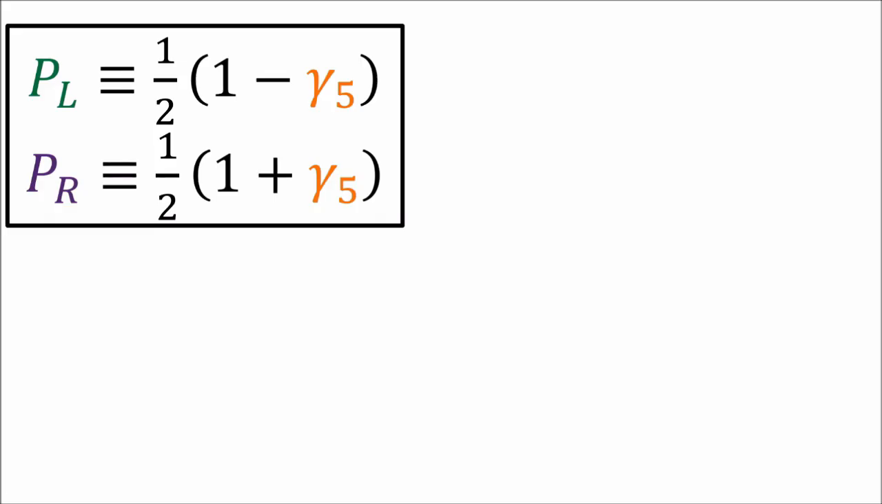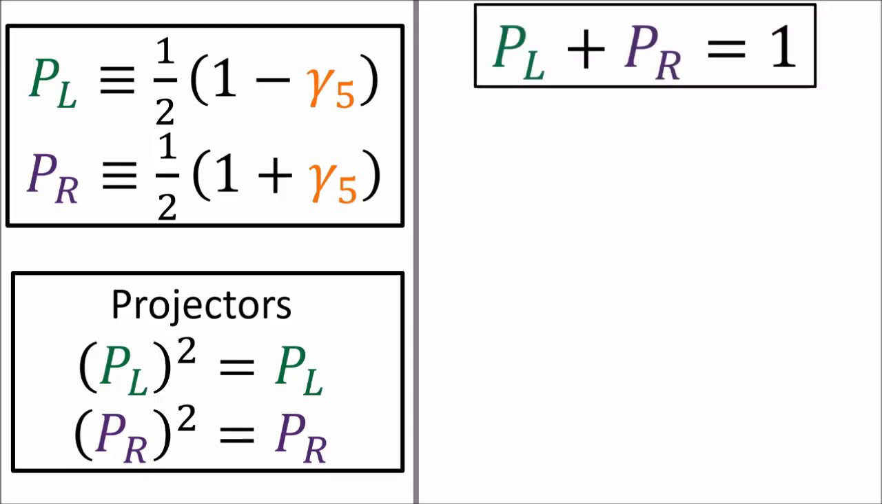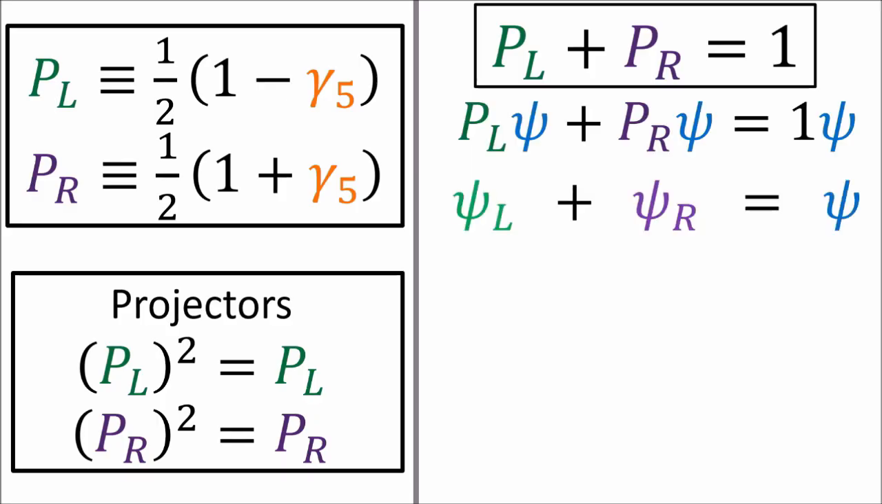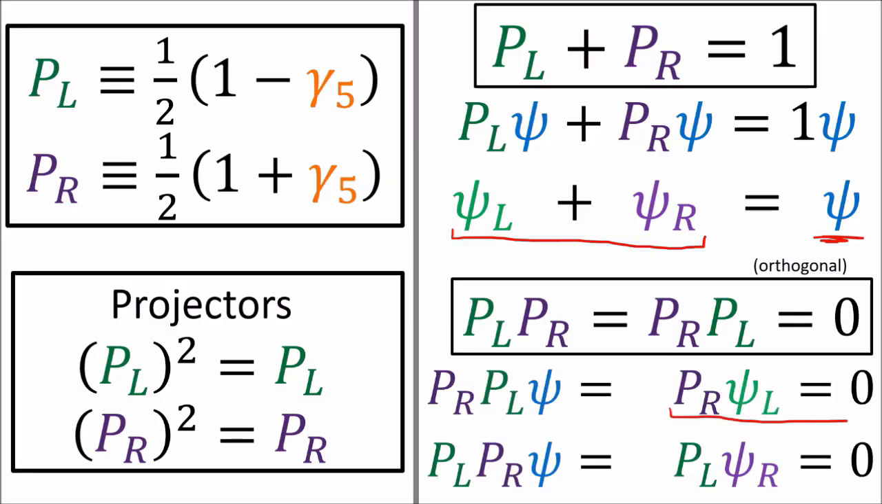The key property of a projector is that a projector will square to itself. So applying a projector once is the same thing as applying the projector multiple times. Adding the two projectors together gives the number 1. This means that adding the left and right portions of a Dirac spinor back together gives us the original Dirac spinor. The left and right projectors also multiply to give 0, which means they are orthogonal. This means that the left and right portions of a Dirac spinor have nothing in common.